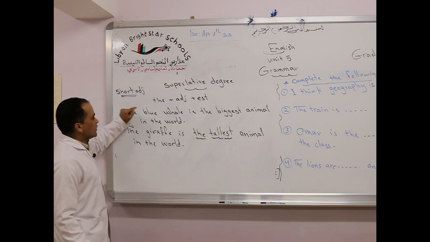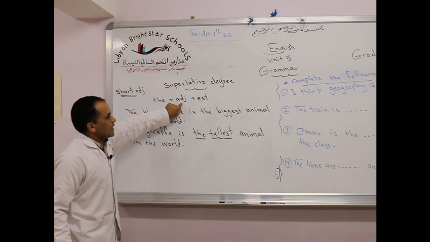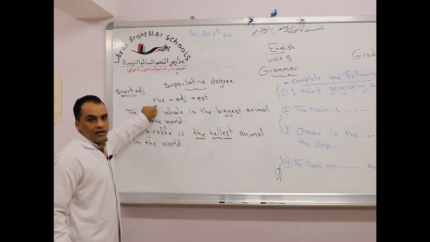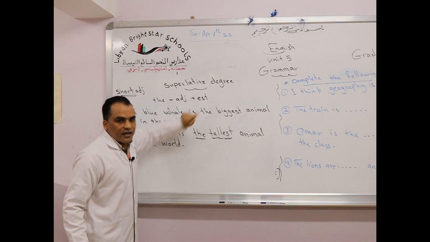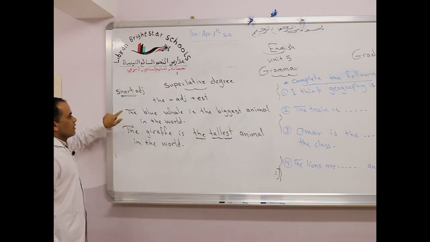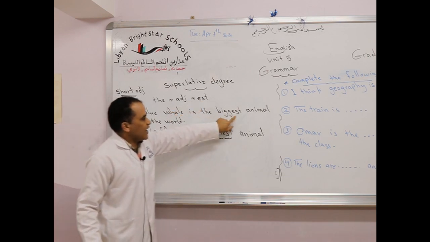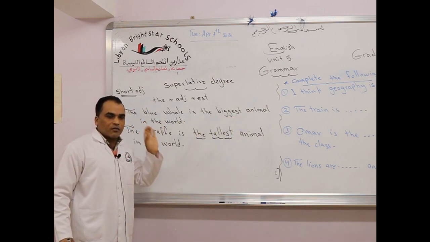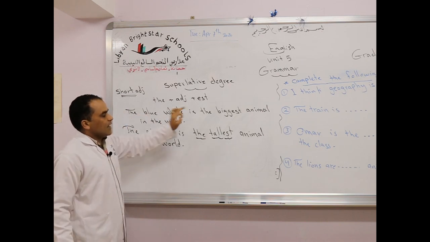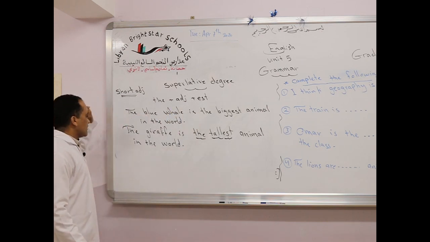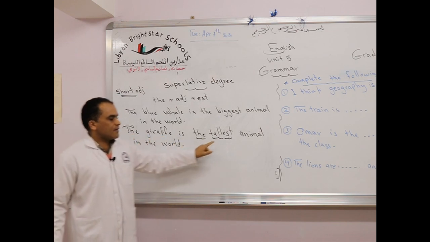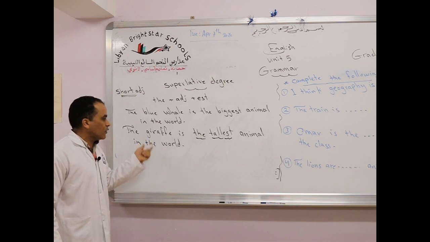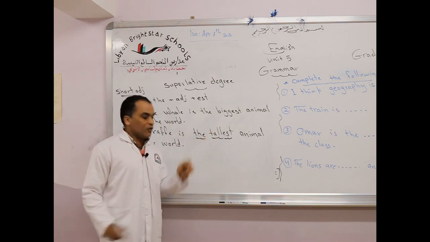With short adjectives, the form the plus adjective plus est is used. Don't forget, add est at the end of the adjective. The blue whale is the biggest animal in the world. According to the rest of the animals in the world, the blue whale is the biggest. The second sentence, the giraffe is the tallest animal in the world. According to the rest of the animals, the giraffe is the tallest.